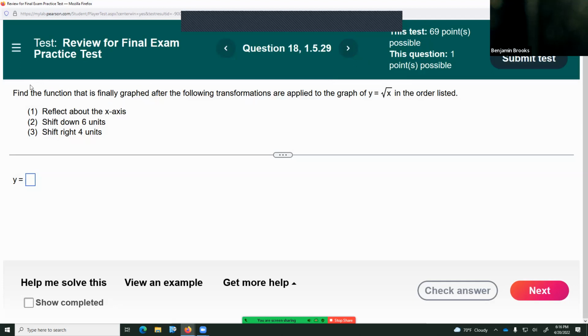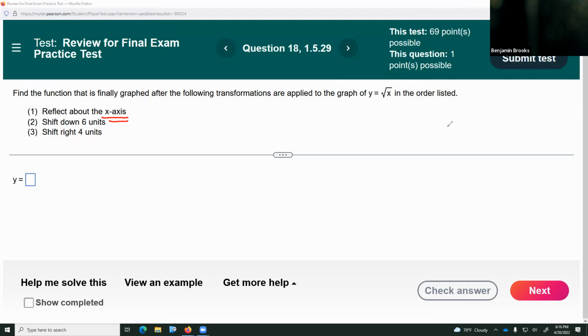Find the function that is finally graphed after the following transformations are applied to the graph y equals square root of x, in the order listed. First, we reflect about the x-axis. That means there needs to be a negative on the y value. Negative y is equal to the square root of x, but because we need y to still be equal to something, we end up with y equals negative square root of x.